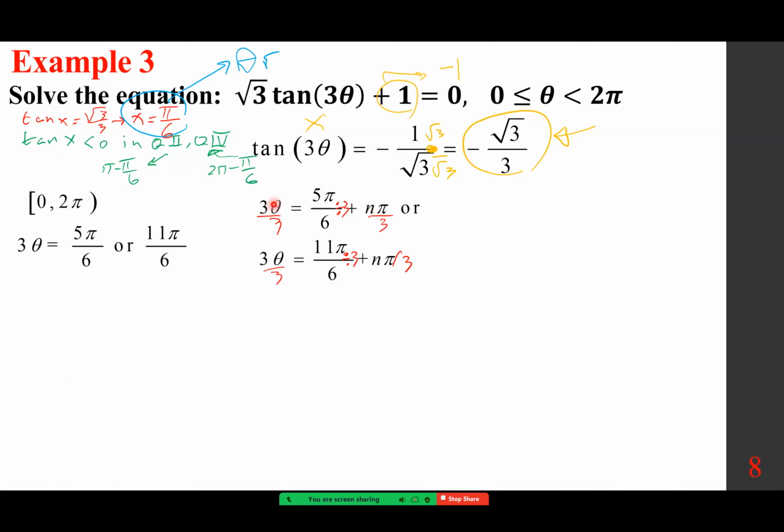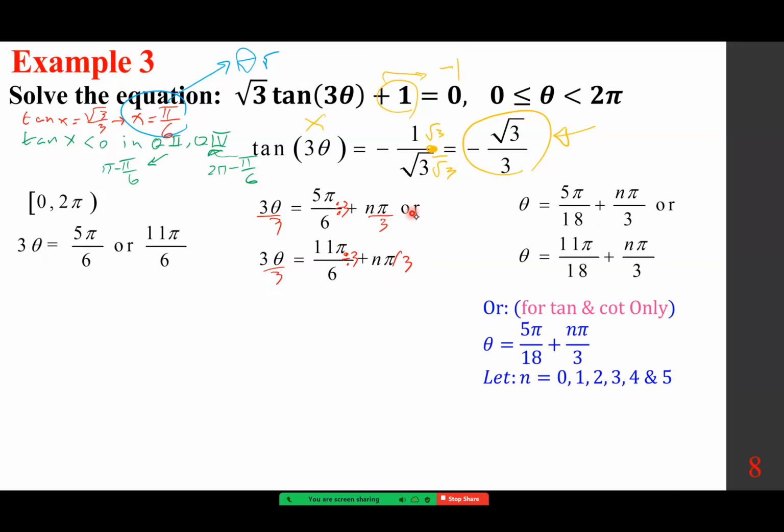When you do that, the left side becomes theta. This one, when you divide a fraction by a whole number, just multiply it by the denominator. This is 5 pi over 18. This is n pi over 3. This is 11 pi over 18. This is n pi over 3. So you're right there. Now, I want you to know only for tangent and cotangent that we have n pi.